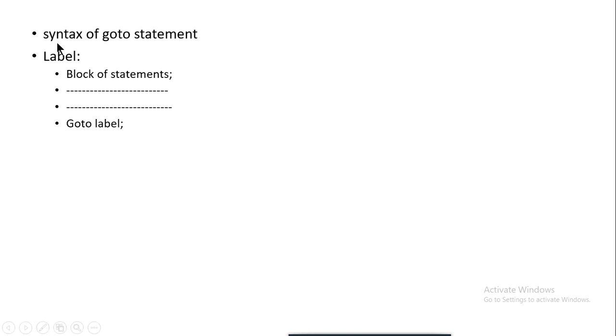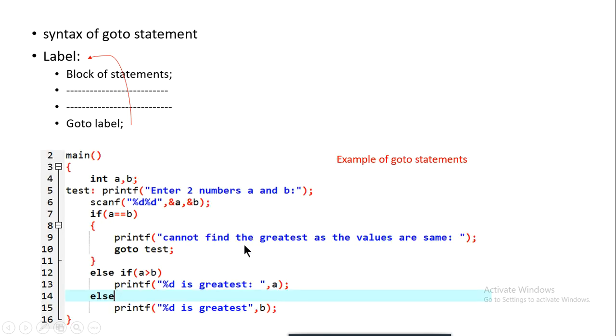This is the syntax of goto statement. So you put a label here, any name you can pass here like xyz, and a colon. The colon represents it is a label. Then wherever in your program you write goto with this label, the control transfers to this label. So this is the syntax of goto statements.